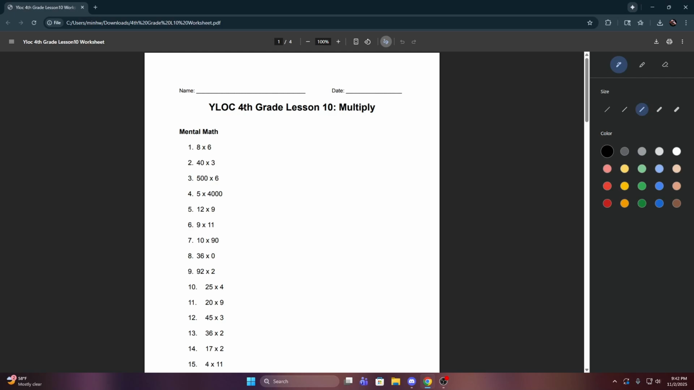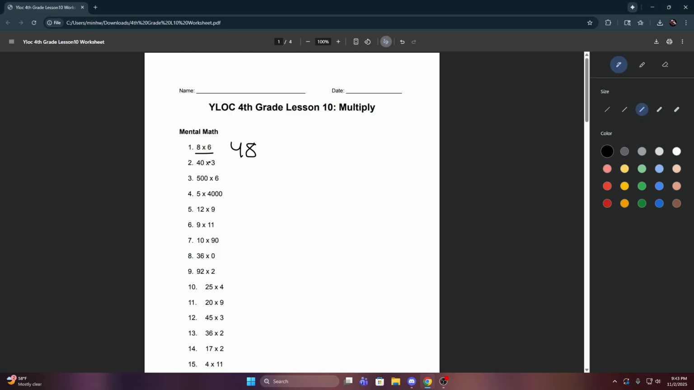Hello, welcome to lesson 10, multiply. So we're going to be doing a lot of mental math today, as well as just normal multiplication, but more advanced, so hang tight. For these few, I will just try doing maybe up to 8, because this should be pretty intuitive. So 8 times 6, we should know this by now, right, with your times tables.